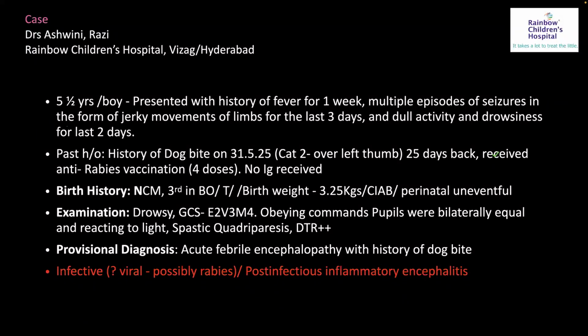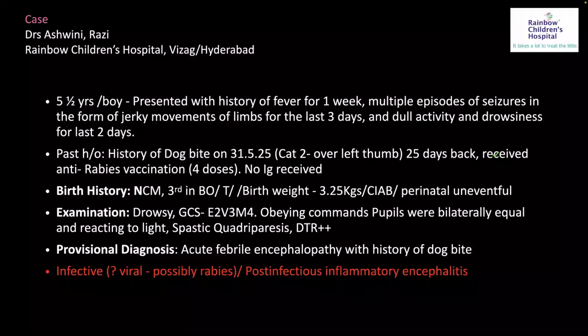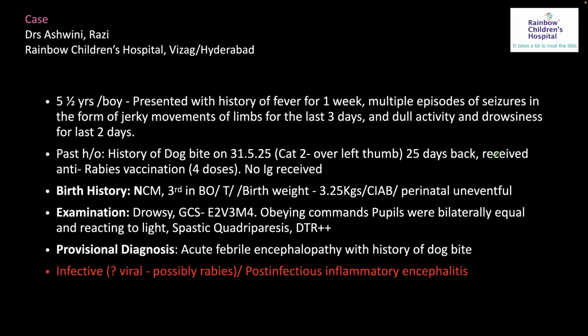Good evening. This is a 5.5-year-old boy who presented with a history of fever for 1 week. On day 3 of fever, the child had one episode of seizure, and on day 4 had 3 to 4 episodes of seizures in clusters, with dull activity and drowsiness after that. There was a history of dog bite 25 days prior to this illness, a category 2 bite over the left thumb without any associated bleeding. He received immediate vaccination, 4 doses were given, but immunoglobulin was not received.